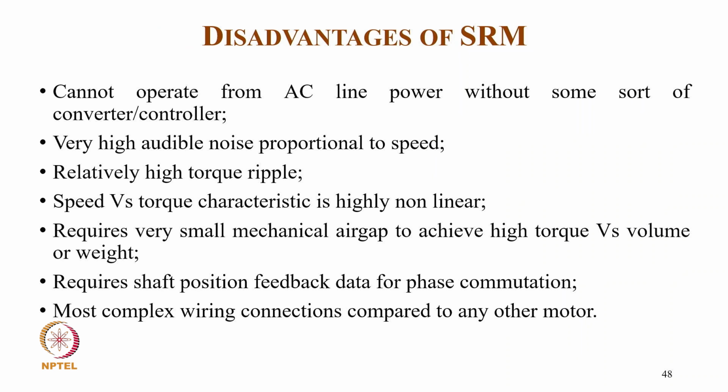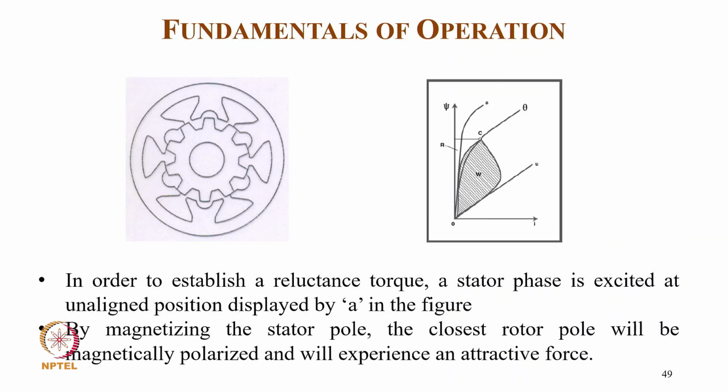It cannot operate from AC line power without some sort of converter or controller, and has very high audible noise proportional to speed, relatively high torque ripple, and speed versus torque characteristic is highly nonlinear, and requires very small mechanical air gap to achieve high torque versus volume or weight, and requires position feedback data for phase commutation, and most complex wiring connection compared to others.